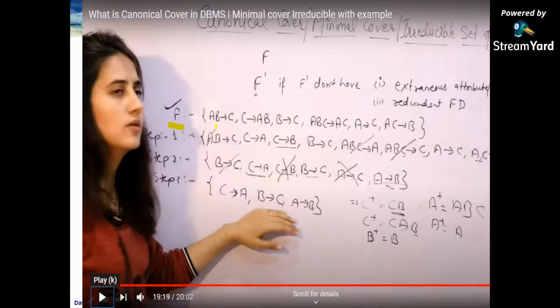You can see how much information was present, and they are representing only this information. This is a minimal set of information. All of them were extra attributes and extra functional dependencies. So this is how to calculate the canonical cover.